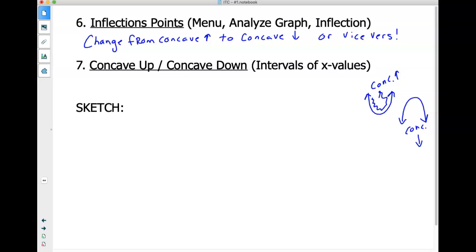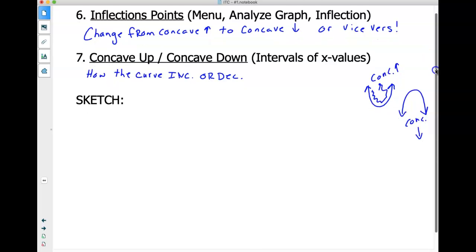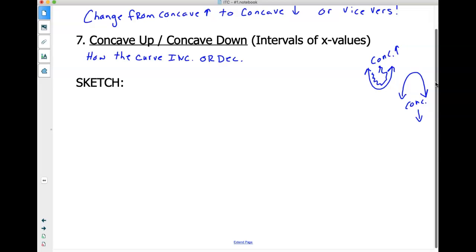Concavity is how the curve increases or decreases, okay? How the curve, concavity talks about how the curve increases or decreases. What the heck are you talking about? I'm going to tell you here in a minute. It's on our next page. Before I hit that, I just want to model how to do an interval of concavity.